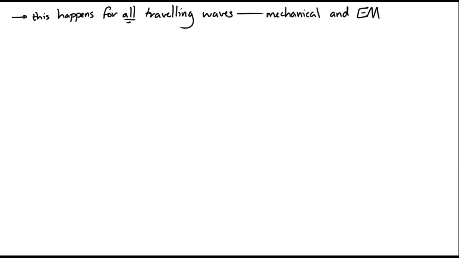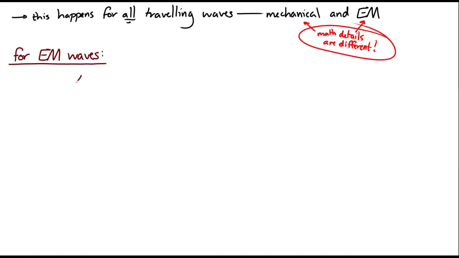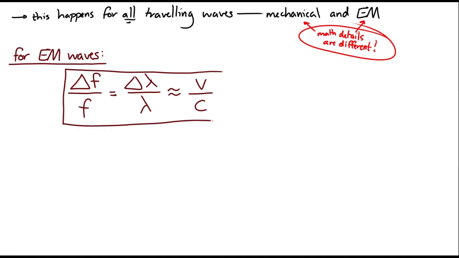Now, this phenomenon happens for all traveling waves, mechanical, electromagnetic, but the specific mathematical details are a little bit different for each different kind. So we'll write down the one for the electromagnetic wave. We can say that the change in the frequency divided by the frequency is equal to the change in the wavelength divided by the wavelength, which is approximately equal to v over c. This is the expression that you get in the data booklet, and it takes a little bit of interpreting to figure it out.